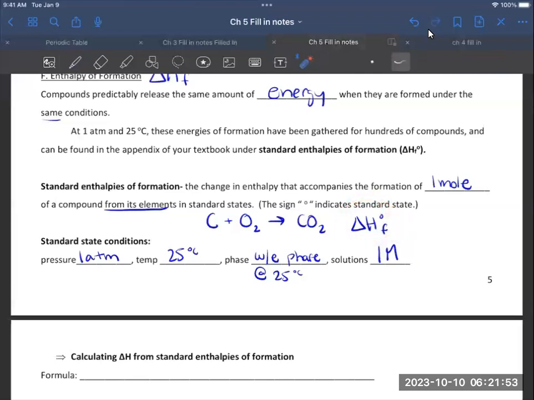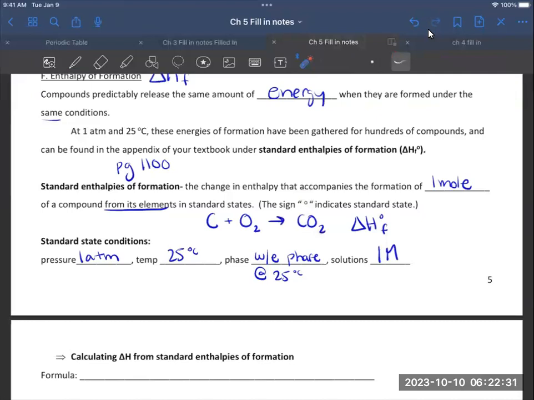Noticeably, pure carbon and pure oxygen have delta H of formation values of 0 because they're like the ingredients, they're not compounds, and so ingredients are always going to have a delta H of formation of 0. There is a big file of these values in the appendix of your textbook, page 1100. If you flip there, you'll see a ton of these listed in tables for all the different compounds that exist.